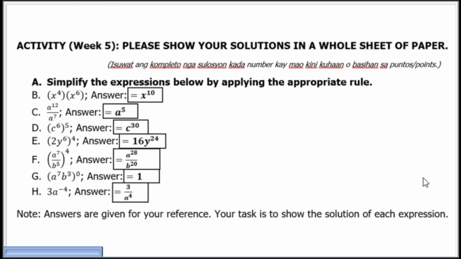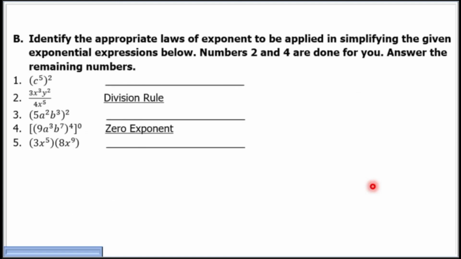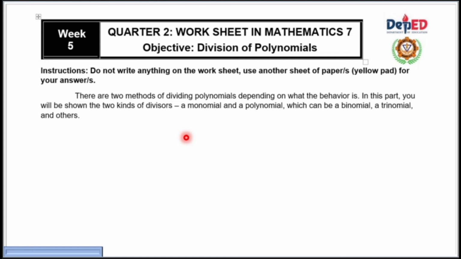All right, on test B, we have to identify the appropriate laws of exponent to be applied in simplifying the given exponential expressions below. Numbers 2 and 4 are done for you, then answer the remaining numbers. So don't worry, the points on 2 and 4 will still be yours. So they are bonus. You identify numbers 1, 3, and 5. Okay, proceed to the next topic, which is the division of polynomials.